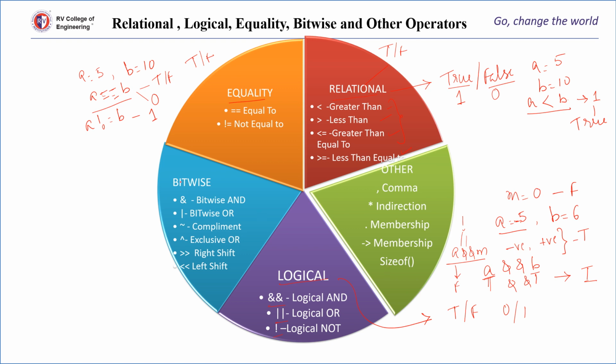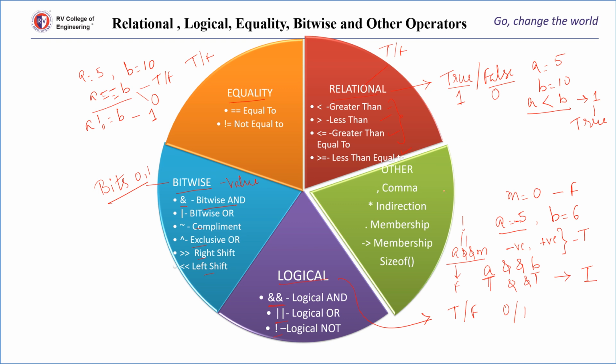Okay, bitwise operators. These operators give us a value, as the arithmetic operators do. You have to just remember the difference between bitwise and logical AND. In the case of logical AND, we use two ampersands. Here we make use of a single ampersand. This is called bitwise AND. These operators operate on bits, that is 0s and 1s. So we have bitwise OR, complement, exclusive OR, right shift and left shift.